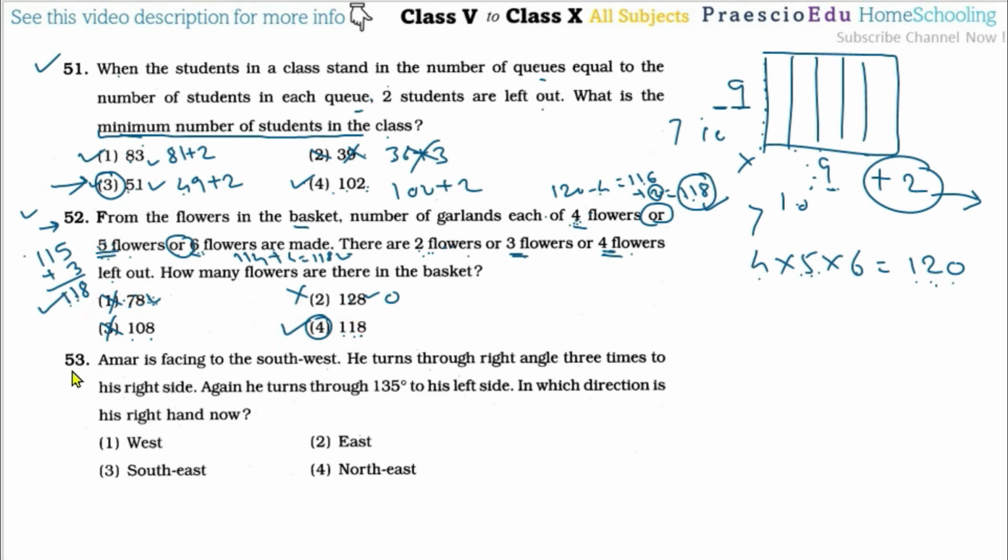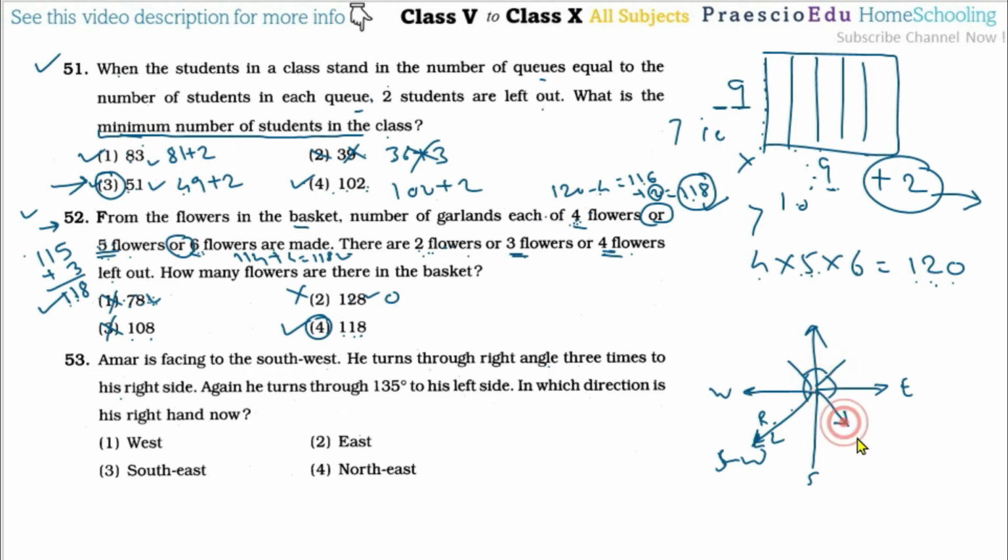Now question number 53. Amar is facing the southwest. So now this is east, south, and this is west. So in between this, this is southwest, okay, south and west. He turns through a right angle 3 times to his right side. Now if he is facing here, his right side is here and left side is here. Now he is turning 3 times right angles. 3 times right angle means this is 1 time, now this is 2 times, and after this one this is 3 times.